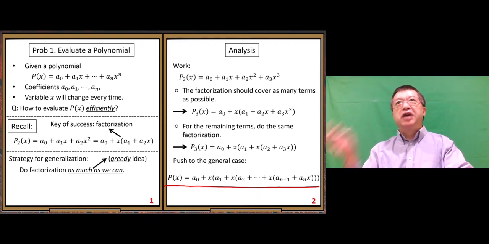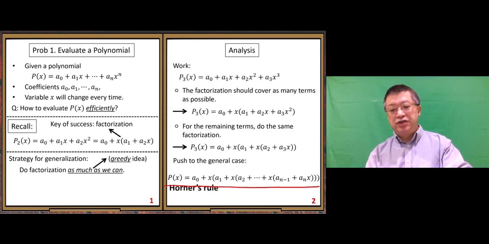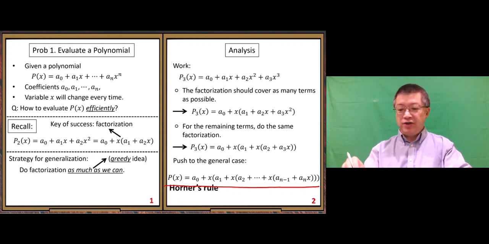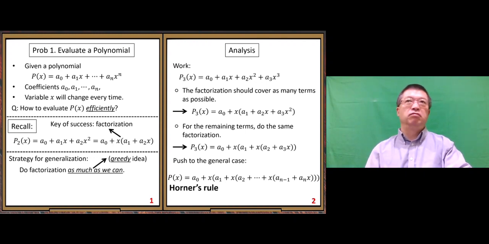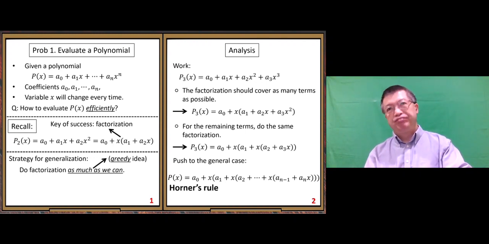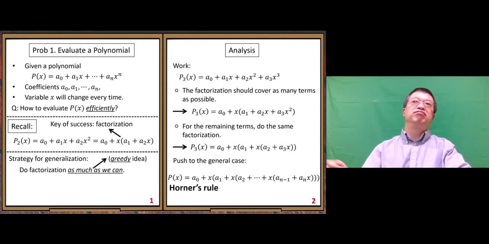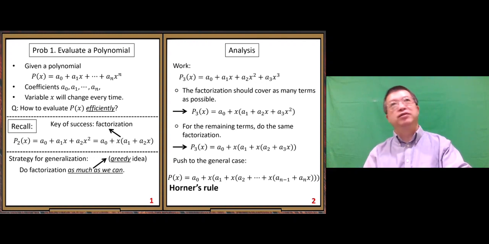Okay? After you get this expression, this is the famous Horner's rule. The famous Horner's rule. Horner, this guy, discovered it hundreds of years ago. Okay, a long time ago. That old, but very, very smart. After we get this one, now let's look at how many multiplications we need.